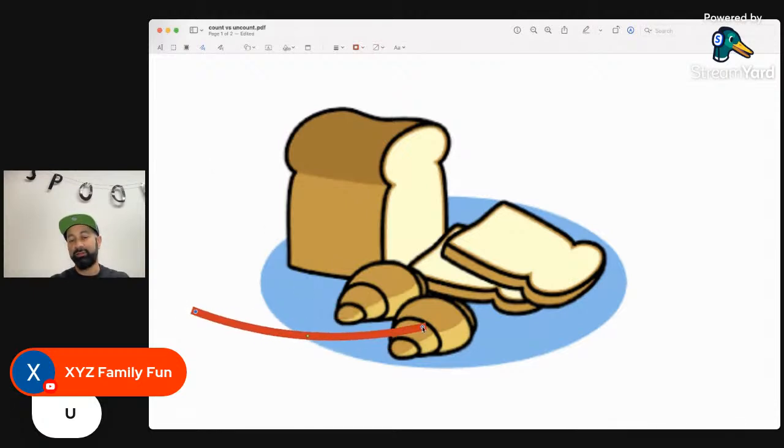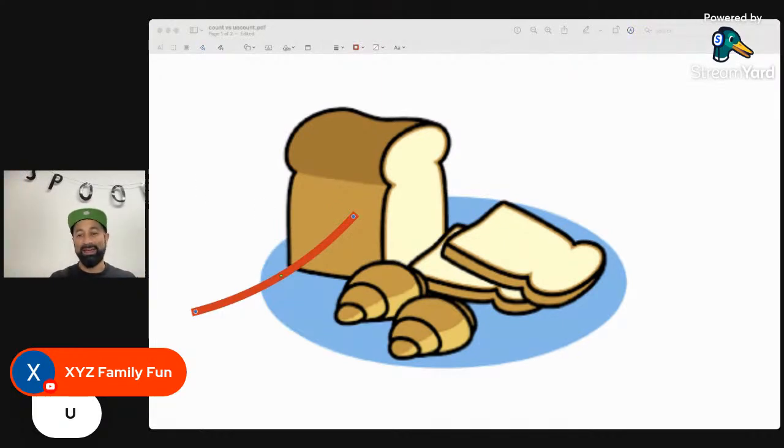1, 2. These are countable. But this bread is the base form. It is uncountable. There are many different types of bread. There's baguette, there's a ciabatta, there's croissants, there's a sourdough, there's rye, there's a dinner roll. These are all different types of bread. Bread itself is uncountable. The category of bread is uncountable.